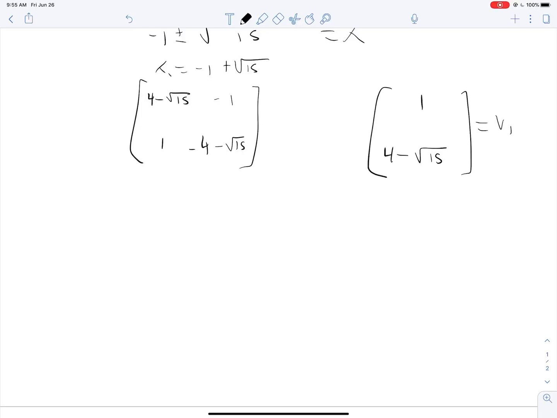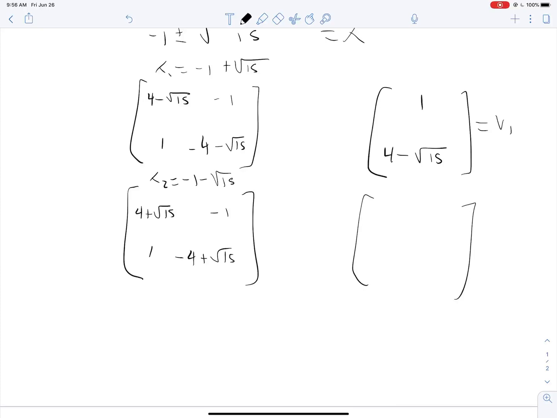And then if we want our second A minus lambda I using our other eigenvalue, lambda 2 is equal to negative 1 minus root 15. Well, the only thing that's changing here is the sign on this root 15. So A minus lambda I is pretty easy. It's just 4 plus root 15, minus 1, 1, minus 4 plus root 15. And all that will do is change the sign on root 15 in our eigenvector. So 1, 4 plus root 15 is equal to v2.